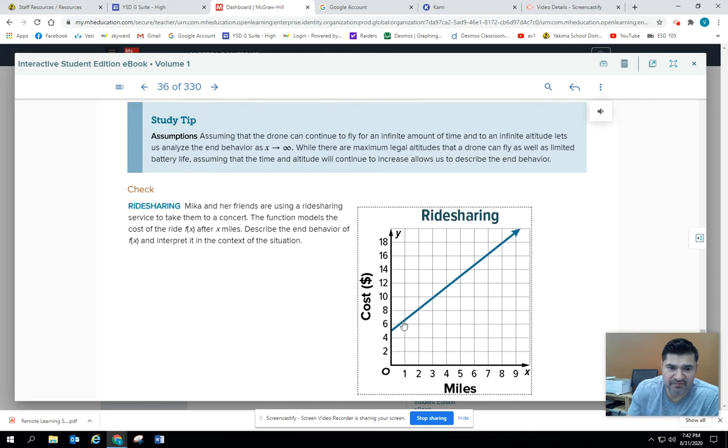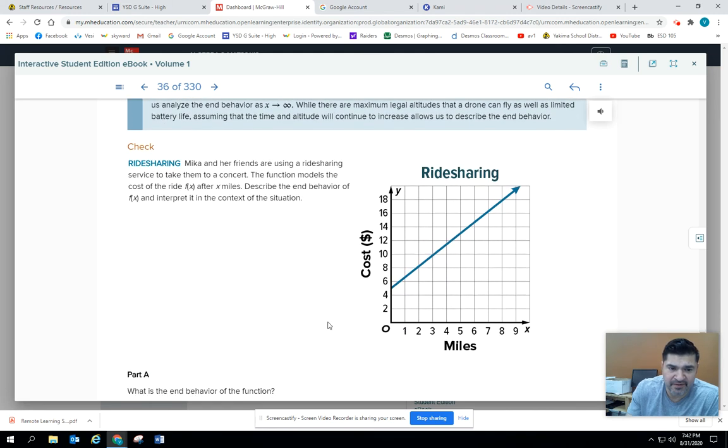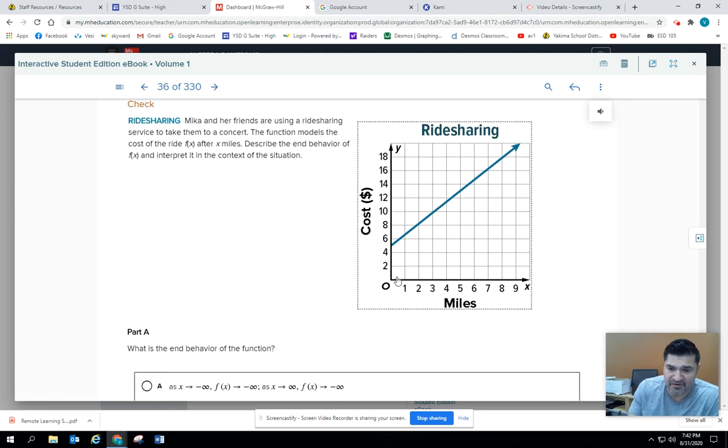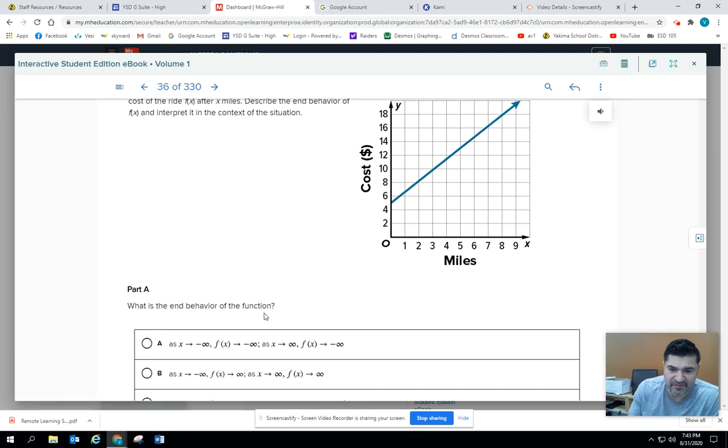And let's go ahead and do this one last problem. Ride sharing. Mika and her friends are using a ride sharing service to take them to a concert. The function models the cost of the ride, f of x, after x miles. Describe the end behavior of f of x and interpret it in the context of the situation. So obviously, the more miles you go, the more it's going to cost. What is the end behavior of the function? So as x approaches infinity, what's happening to our function? Our function is also approaching infinity.